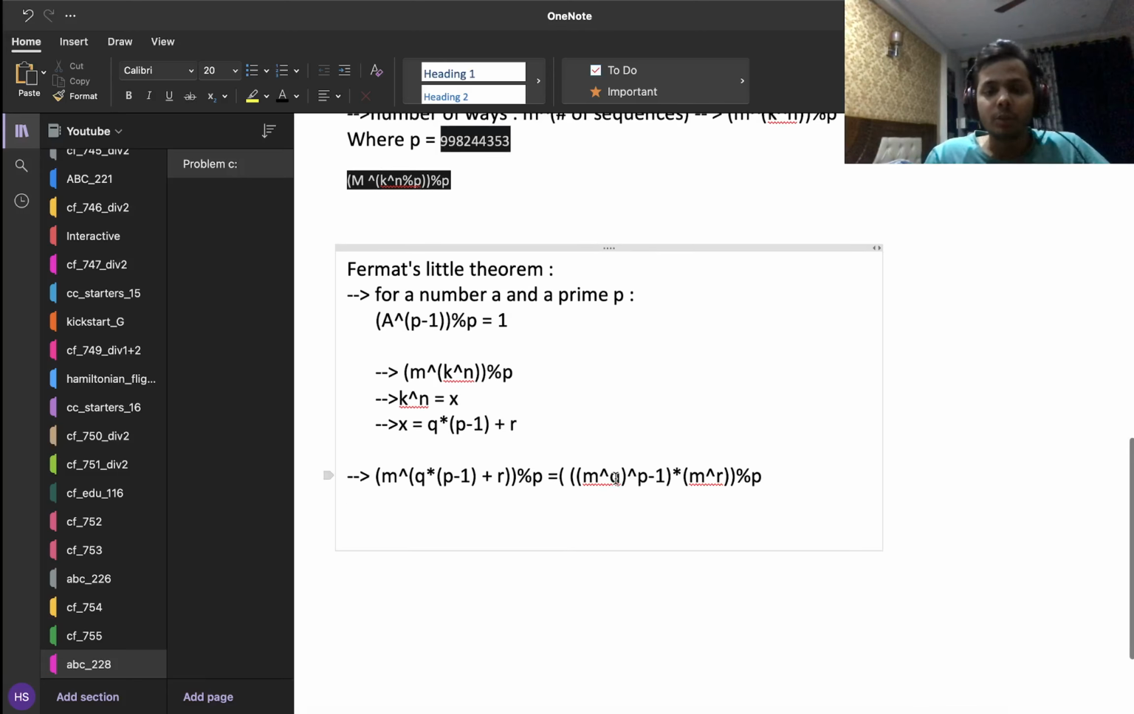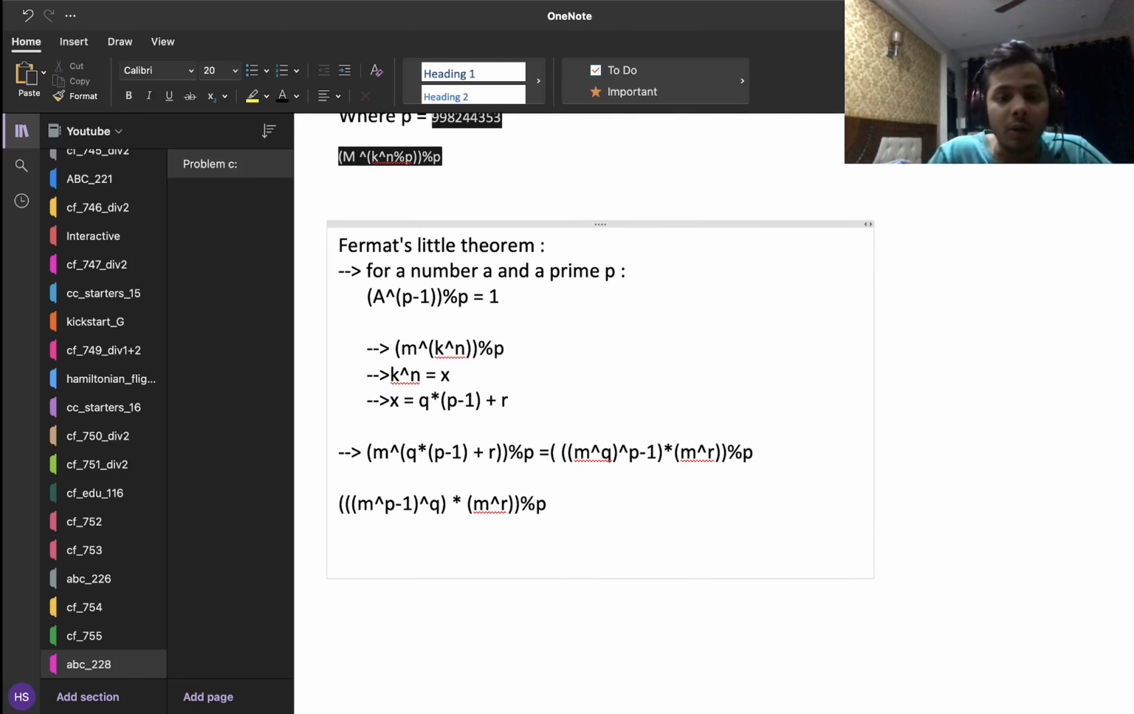Now again, this first term, m raised to the power q raised to the power p minus 1, can also be written as m raised to the power p minus 1, raised to the power q. That is allowed. So this can be written as m raised to the power p minus 1, the whole thing raised to the power q. And this second term will just stay as it is, m raised to the power r, and then we have to take this whole thing modulo p.